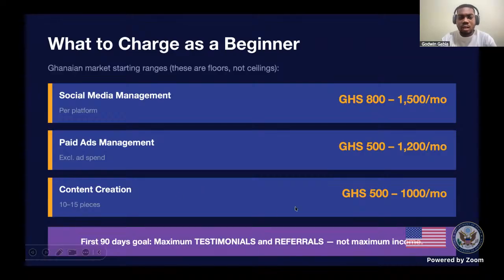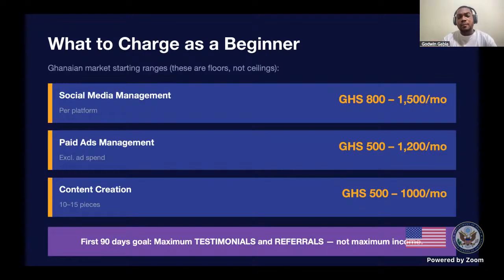Now, the first 90 days, the goal here is for you to get maximum testimonials and referrals. We are not focusing on the income, right? That shouldn't be your goal. Just get as many testimonials and referrals as possible. Now, as you pick up, you learn from these new clients that you're getting, and your skills become more advanced, you can then start upping the price.